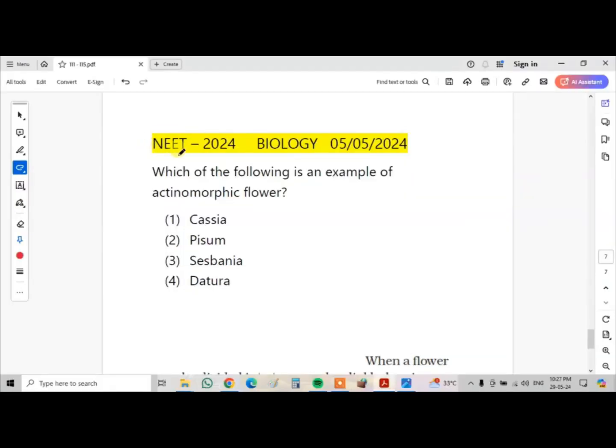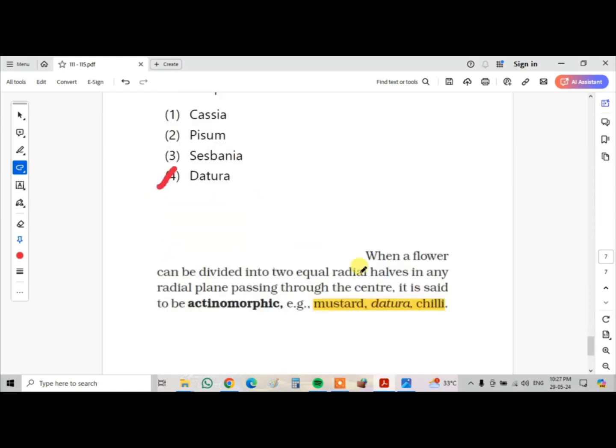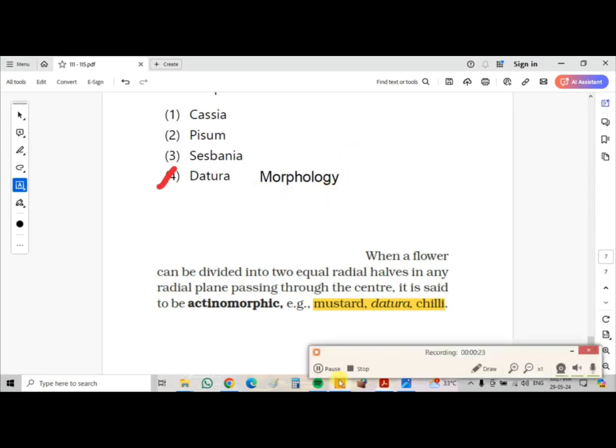Biology NEET 2024. Which of the following is an example of actinomorphic flower? Answer is option 4, Datura. And you can see the NCERT line here. When a flower can be divided into two equal radial halves in any radial plane, it's actinomorphic. And examples are mustard, datura and chilli, and from the chapter known as morphology.